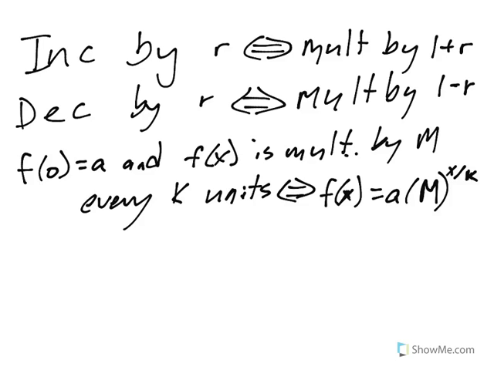The last bit is what we've been doing with these exponential functions, that if a function's y-intercept is a, and the output is multiplied by the number m every k units, then the function is given by f of x equals a times m to the x over k.